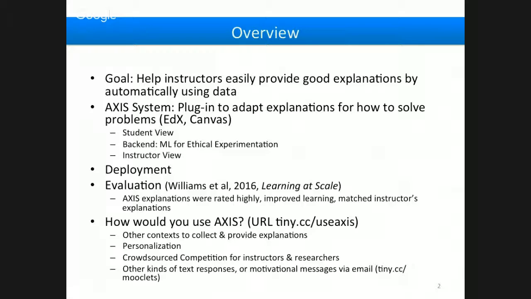I'm not going to talk about this here, but I've actually started working on how we can personalize explanations to different people. And then some other interesting ideas. Everything I say here about explanations can carry over to other kinds of text. Because if you can give people different versions of an explanation for how to solve a math problem, you could give them different versions of a motivational message. Or you could send them different emails.